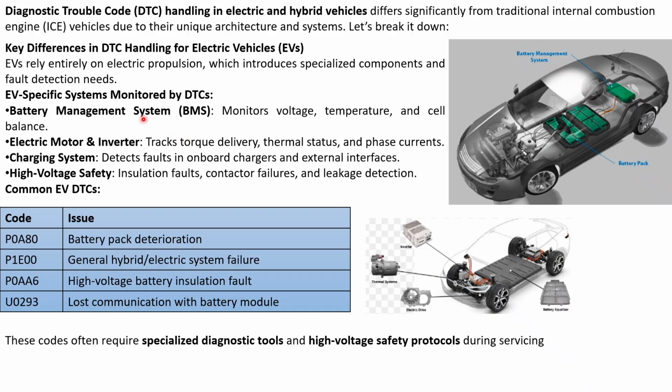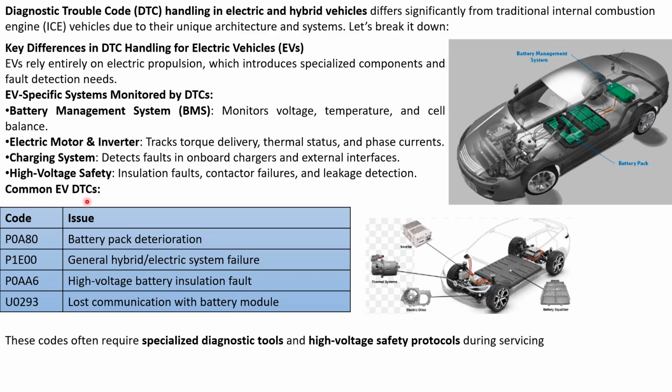Okay, so the purpose of the BMS is to monitor voltage, temperature, and cell balance. The electric motor and inverter: tracks torque delivery, thermal status, and phase currents. And when it comes to the charging system, the diagnostics detect the faults in onboard chargers and electric interfaces. Again, when it comes to high voltage safety: insulation faults, contactor failures, and leakage detection. So all these are the various aspects of the EV that need to be monitored by the onboard diagnostics.